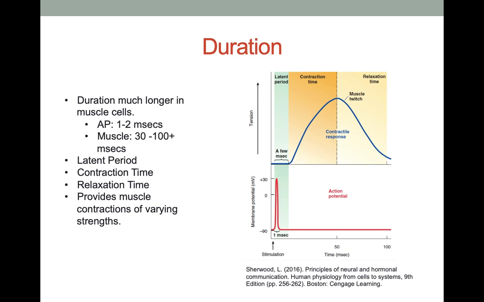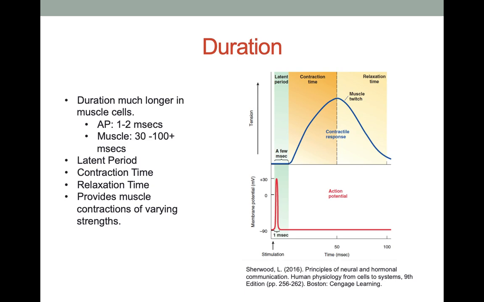So if we look at this, the contraction is going to lag behind the impulse, the action potential, because we have to get everything set up and make sure we're getting all the excitation-contraction coupling reactions ready to go before we can actually contract. So this little lag time is called the latent period. It's the time delay between stimulation and the onset of the contraction. You can see that in this first part.